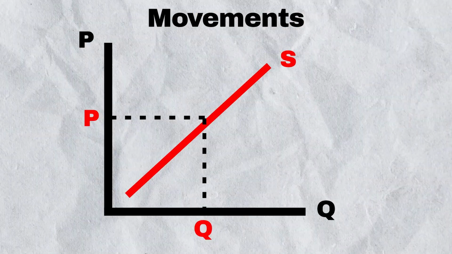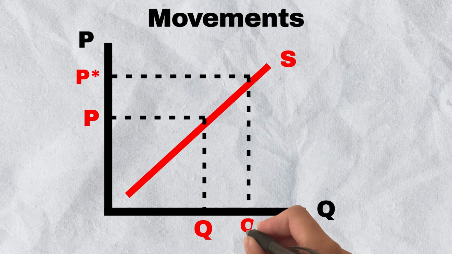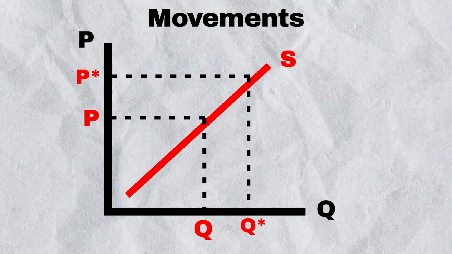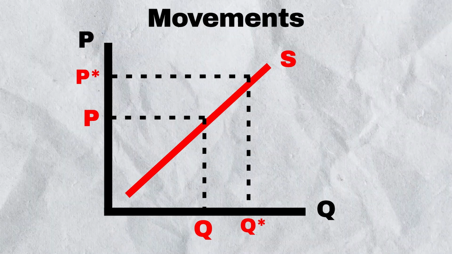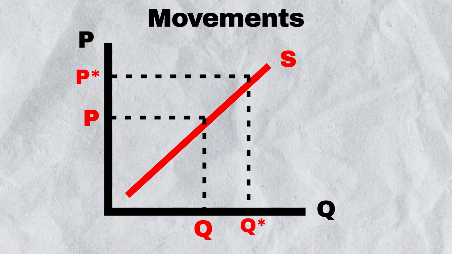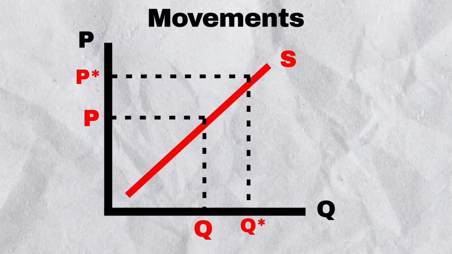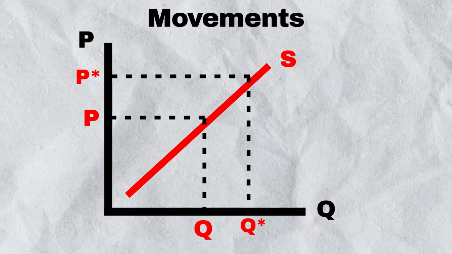Now we will discuss movements along the supply curve. If price increases from P to P star, then at this higher price more suppliers will be willing to produce because of the higher profitability. Therefore, Q will also increase from Q to Q star. We call this a movement along the supply curve. This could also happen in the reverse if price was to fall.